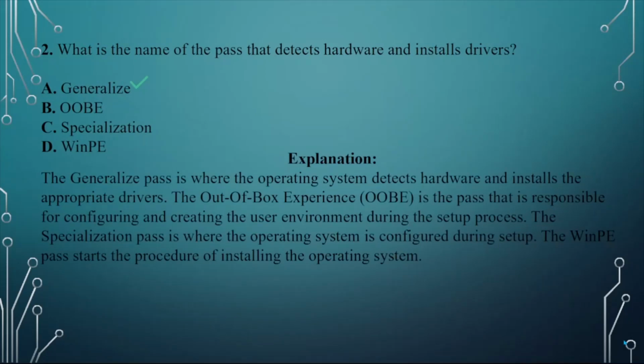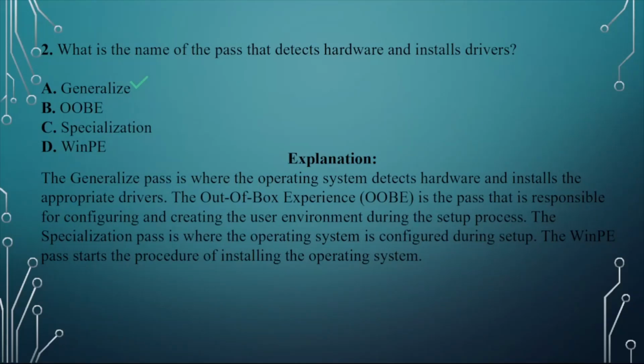That would be A. Generalize. So the generalize pass is where the operating system detects hardware and installs the appropriate drivers. The out of box experience, which stands for OOBE, is the pass that is responsible for configuring and creating the user environment during the setup process.